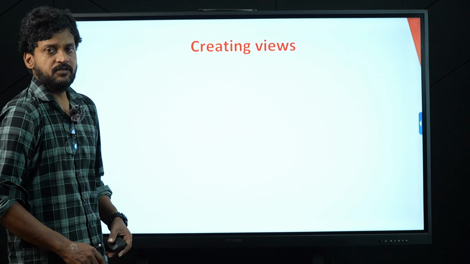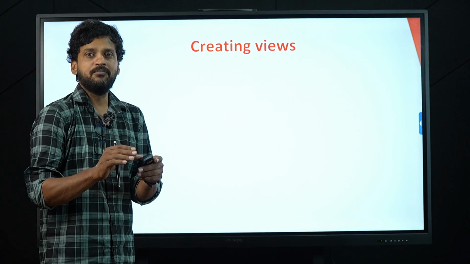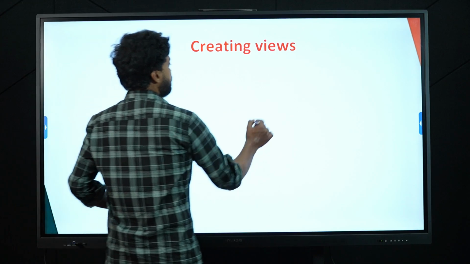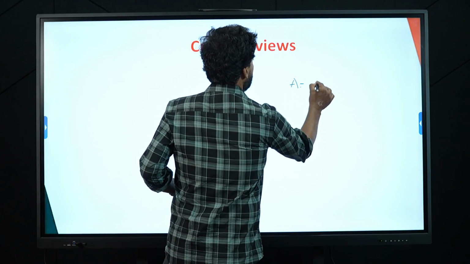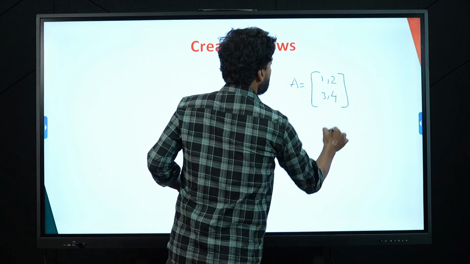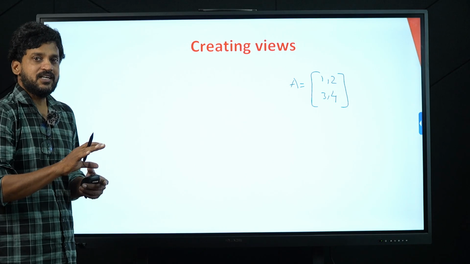Now in this session, we're going to understand how to create a view on an existing array. What do you mean by a view? Let us understand clearly. When you say a view, let us say there is an array A, A is equal to 1, 2, 3, 4. Now I just want to create a view of A. What is a view? See, understand.